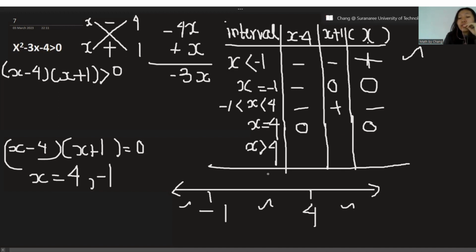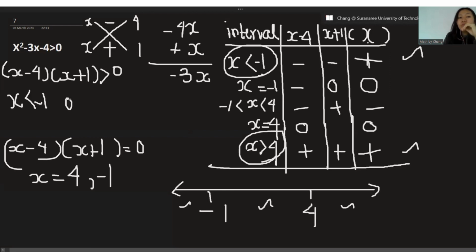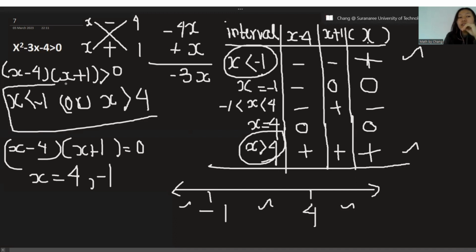Okay, when x is greater than 4, let's say 5, I will choose 5. 5 minus 4, what will you get? You will get plus 1. 5 plus 1, you will get plus 6. So when you multiply positive and positive values, you will get positive, right? So this one is also satisfying the inequality. So there are 2 intervals you have to consider: x less than minus 1 and x greater than 4. So you will have to write x less than minus 1 or x greater than 4. This is the solution that we have got.